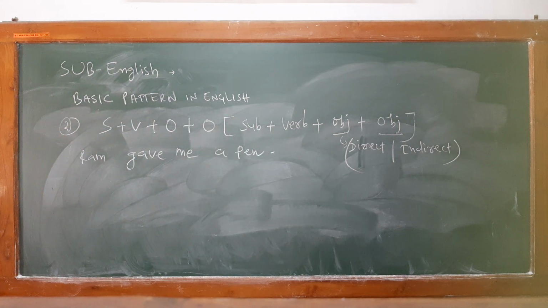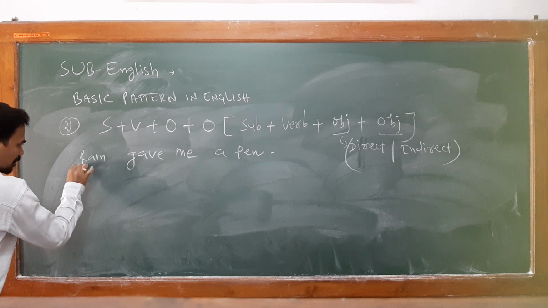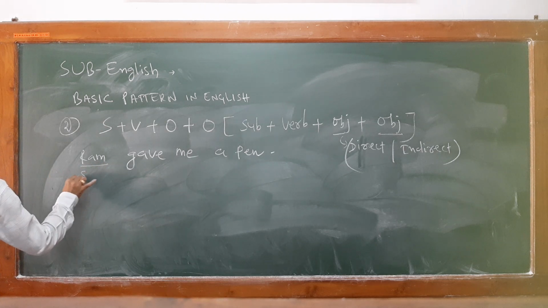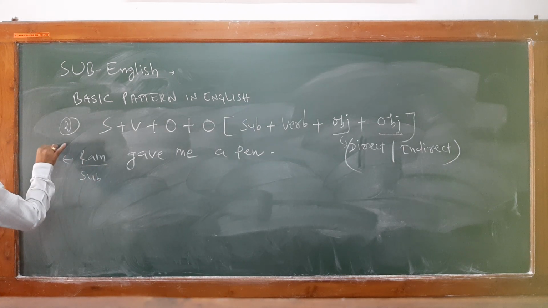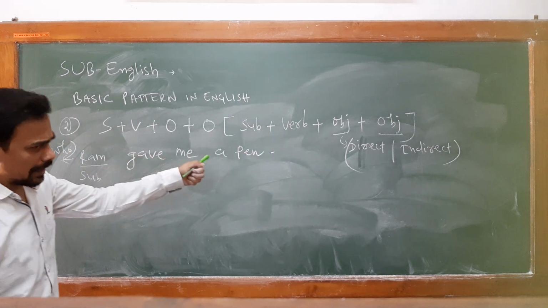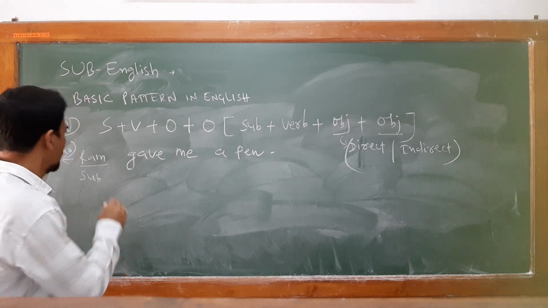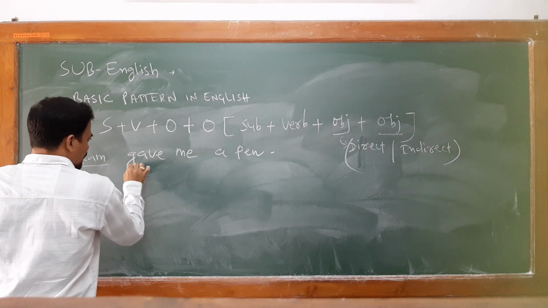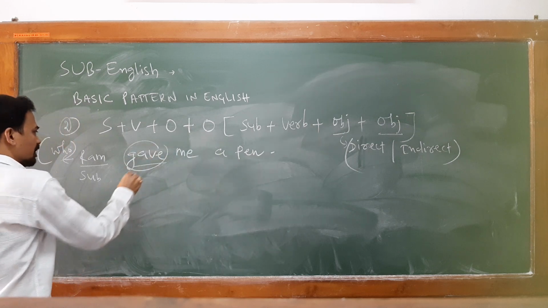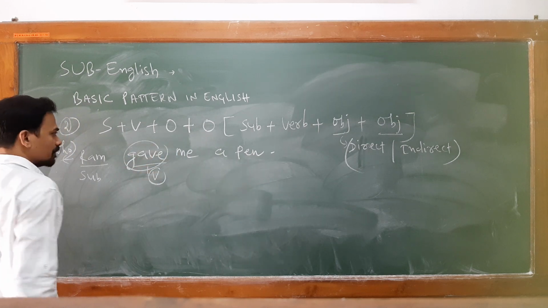Ram gave me a pen. Now, by using who you are getting your subject. By using who: who did give me a pen? Ram. By using who, directly you are getting your subject. Now, here this is the action word, the act of giving. This became your main verb.